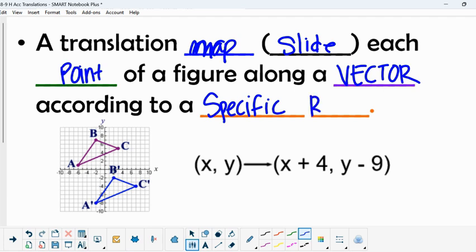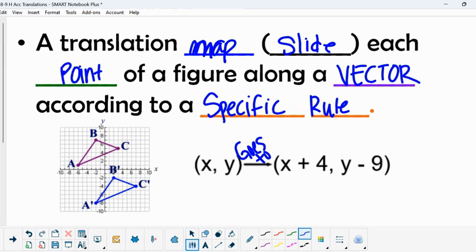And this is one version of the transfer or translation rule that you're going to see. Every translation is going to be unique because it will have its own special rule. So the way you read this, it says every (x, y) goes to, that little arrow says it's going to go to, so every x coordinate and your y coordinate of your point will go to x plus 4 and y minus 9. So these are giving you the direction and how far to go to take each point.